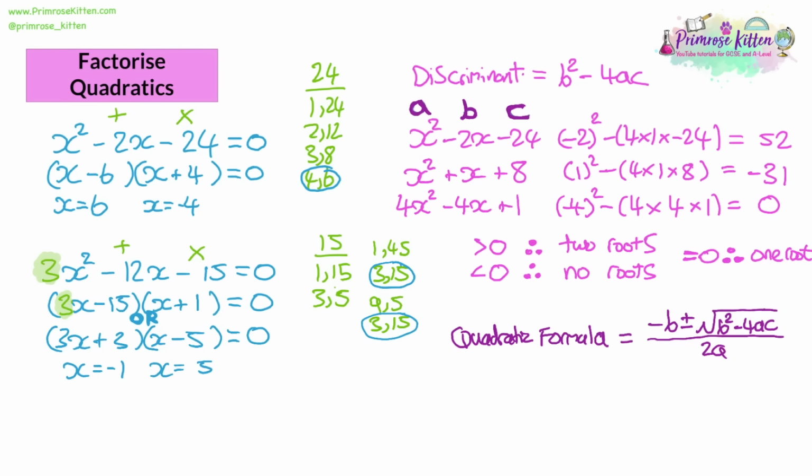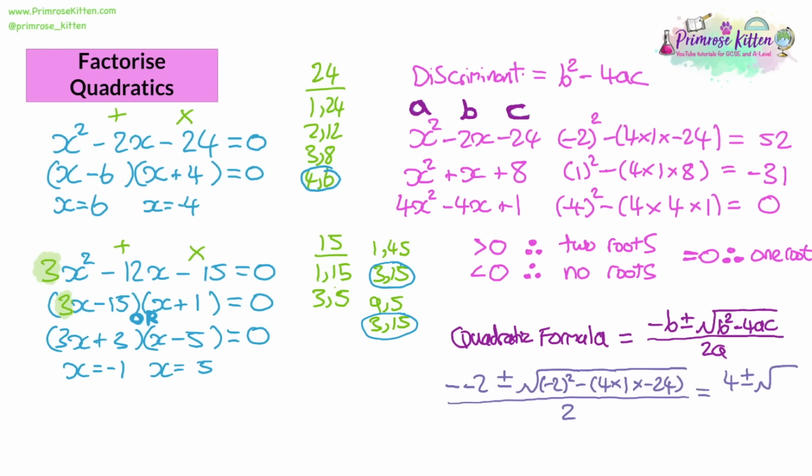So if we have a look at an example, let's do our first question again and see if we get the same answers. For our first question, negative b would be negative negative 2. So we do have double negatives quite a lot here. Then we have the square root of b squared, which is negative 2 squared, minus 4 lots of a and c. So 4 times 1 for a, and times negative 24 for c. All of that is going to be divided by 2 lots of a, so that's 2 lots of 1, which is 2.